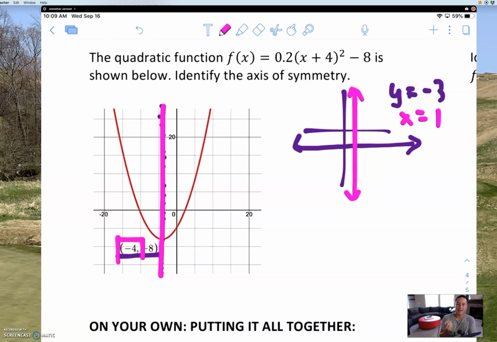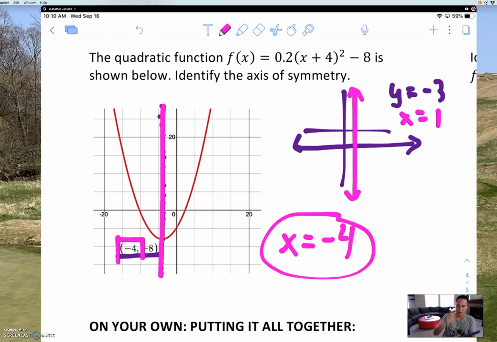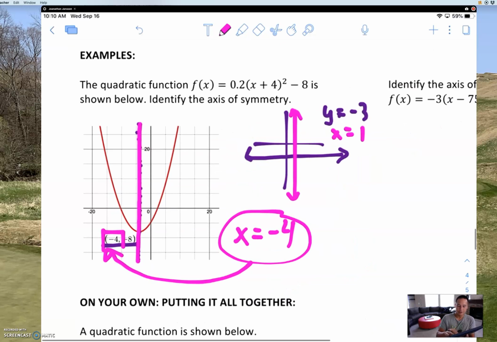So in this case, we have a vertical line, and that vertical line is right at -4. So the axis of symmetry in this case would be x equals -4. So it's a vertical line going up and down at -4. And you'll realize the axis of symmetry is just the x-coordinate of the vertex. That's it. So let's go ahead and do one more.